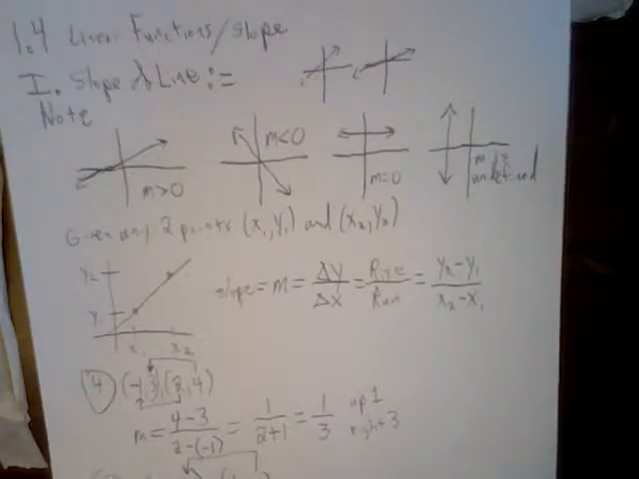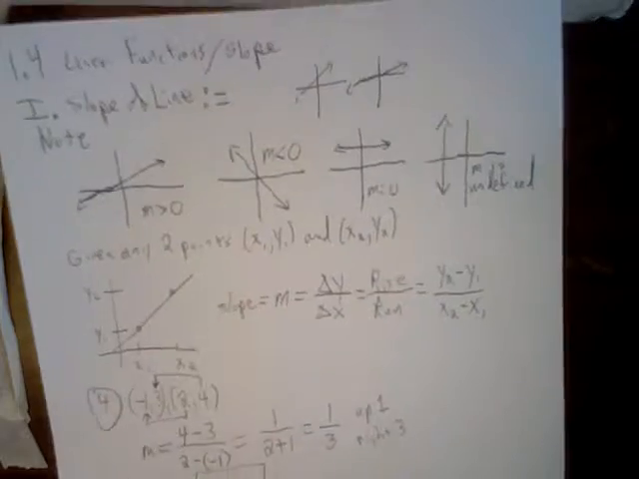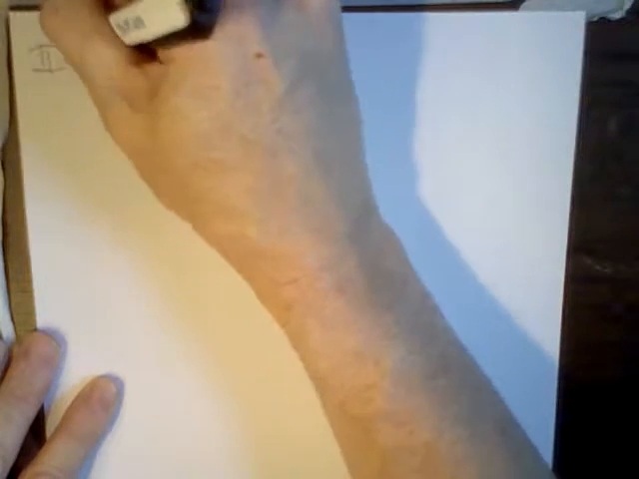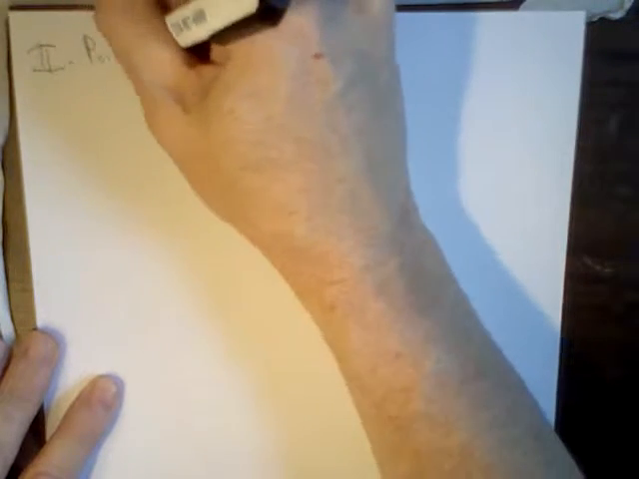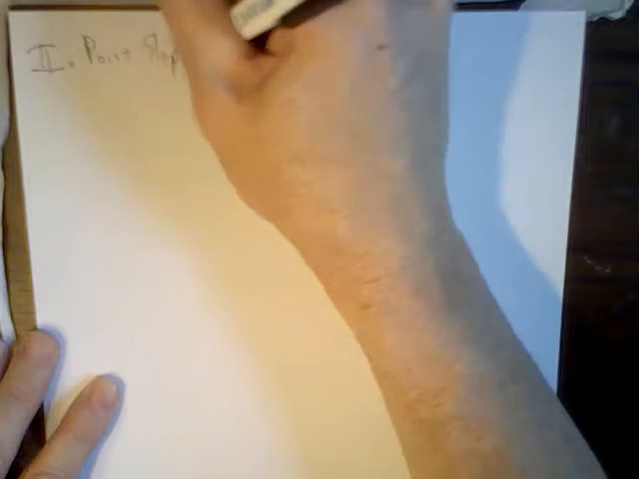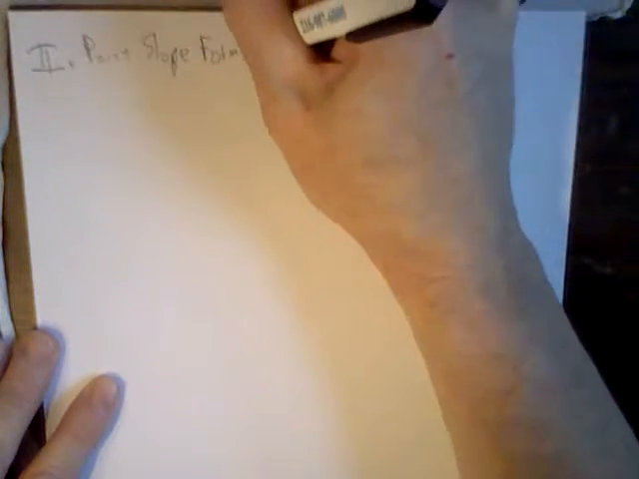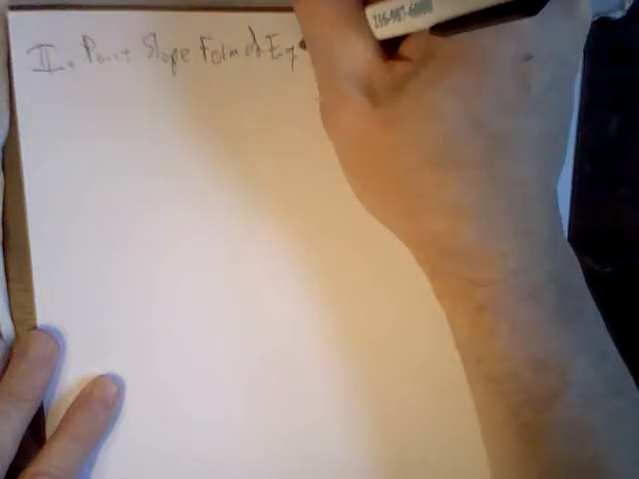Okay, so the next section is on point slope form. We're talking about equations of a line, and you'll want to have this formula memorized. So, point slope form of the equation of a line.